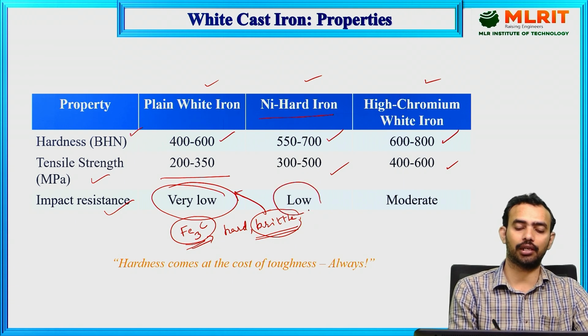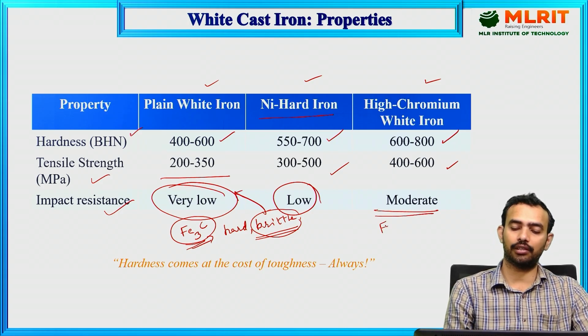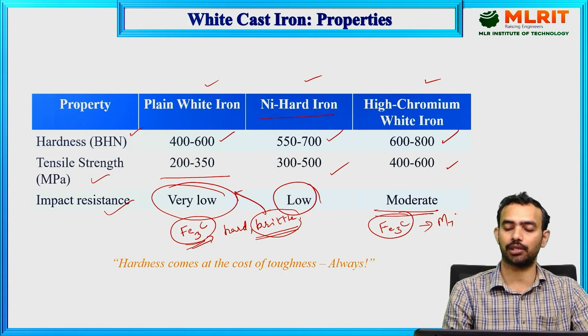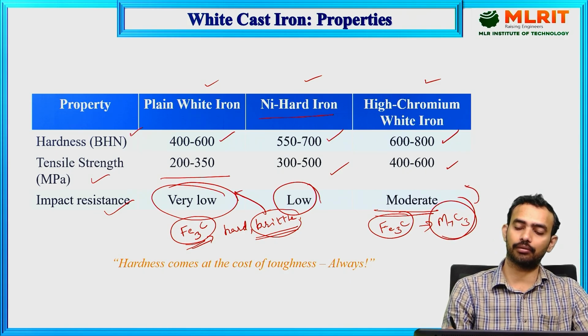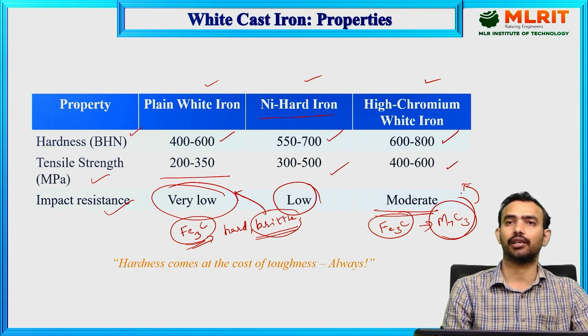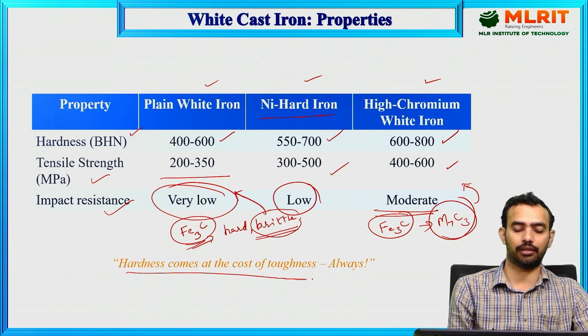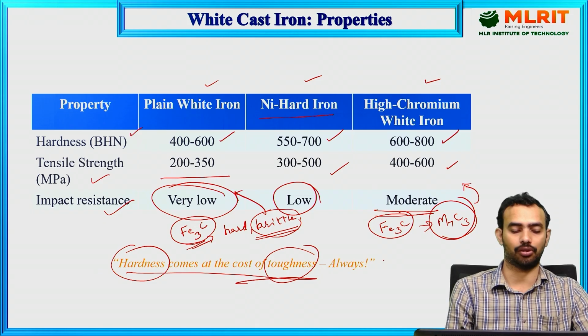In nickel hard iron, impact resistance has been improved to some extent relative to plain white iron. And since Fe3C is replaced, because of the high content of chromium, with M7C3 carbides, its impact resistance has been significantly improved here. So always you see hardness comes at the cost of toughness. There is a trade-off between hardness and toughness, and you will always find it here.